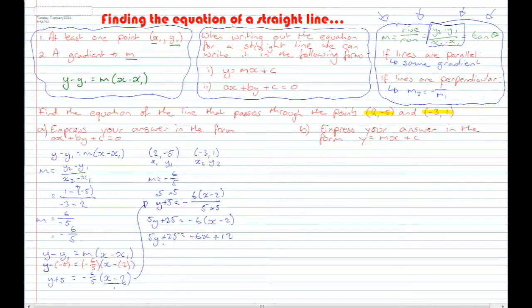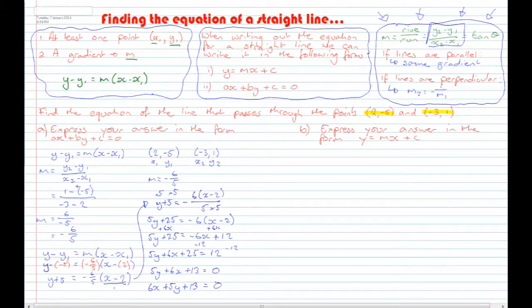Okay, so we're putting it in the form ax + by + c = 0. So let's move everything across. So you get 5y, we're going to plus 6x to both sides. So plus 6x plus 25 equals, left with 12 here. Next step to do is minus 12 from both sides. Gets us 5y + 6x + 13 is equal to 0. And we can rearrange it to make it ax + by + c, so 6x + 5y + 13 is equal to 0.